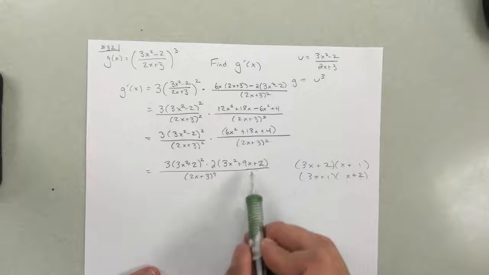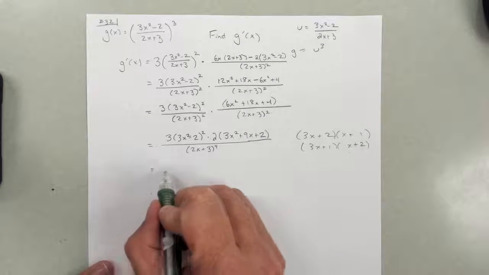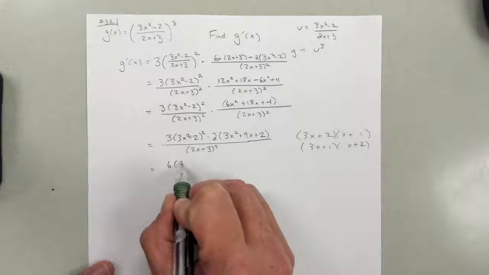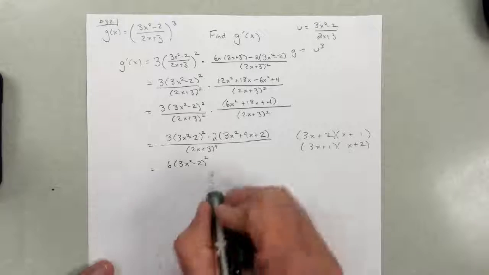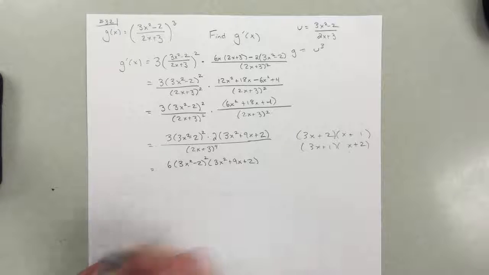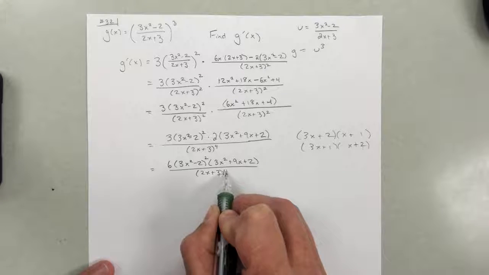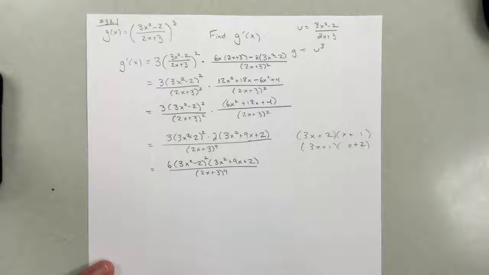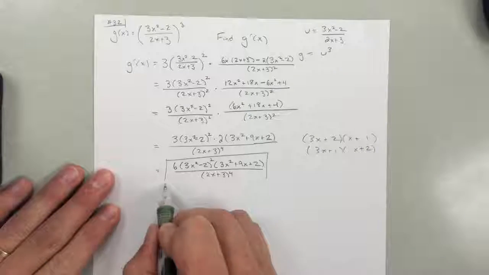So this trinomial is not factorable, so the best we can do here is take this 2 and multiply it by the 3, getting us 6 times the quantity 3x squared minus 2, squared, times the quantity 3x squared plus 9x plus 2, and then all divided by 2x plus 3 to the 4th power. Done. I don't think there's any better way to do that. Let's box our answer with some satisfaction.